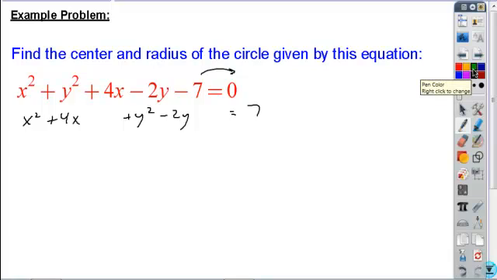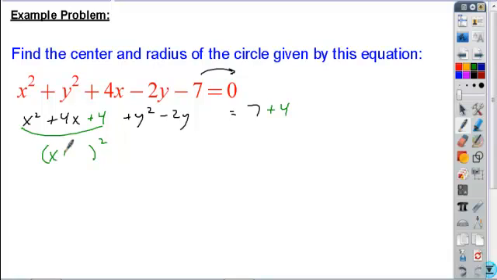Step 2 is to actually complete the square. So we're going to take half of our first degree term's coefficient, so half of plus 4 is plus 2. We're going to square that. 2 squared is 4. So we're going to balance our equation by adding it to both sides. Okay. This allows us to rewrite this as a binomial square.